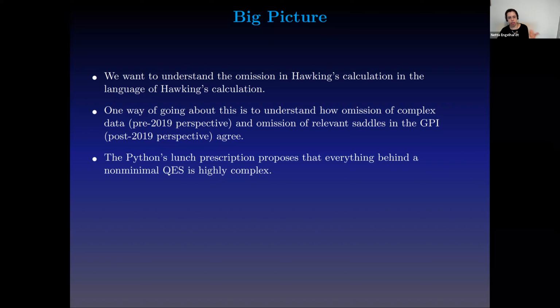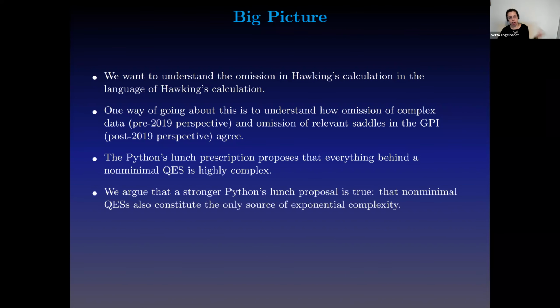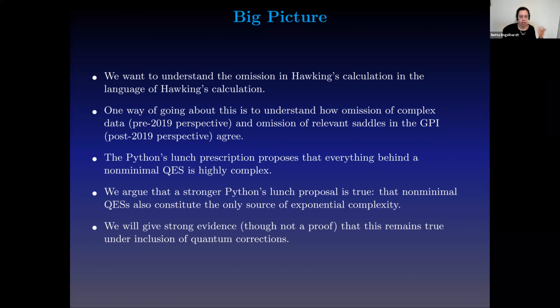And the strong Python's lunch essentially is what gives us that. The ordinary Python's lunch proposal tells us that everything behind a non-minimal quantum extremal surface is highly complex. The strong Python's lunch proposal is that non-minimal quantum extremal surfaces are also the only source of exponential complexity. And this is what allows us to put the two hypothetical potential mistakes in Hawking's calculation on one and the same footing. We do give strong evidence, but I wouldn't quite go with proof, that this remains true under the inclusion of quantum corrections.